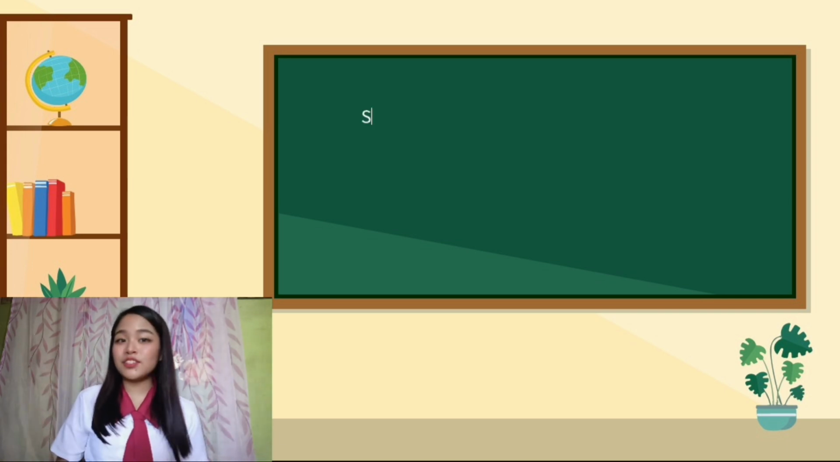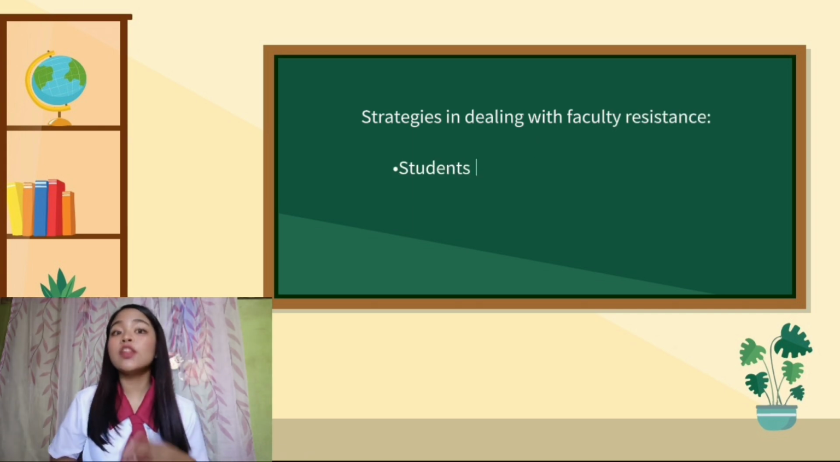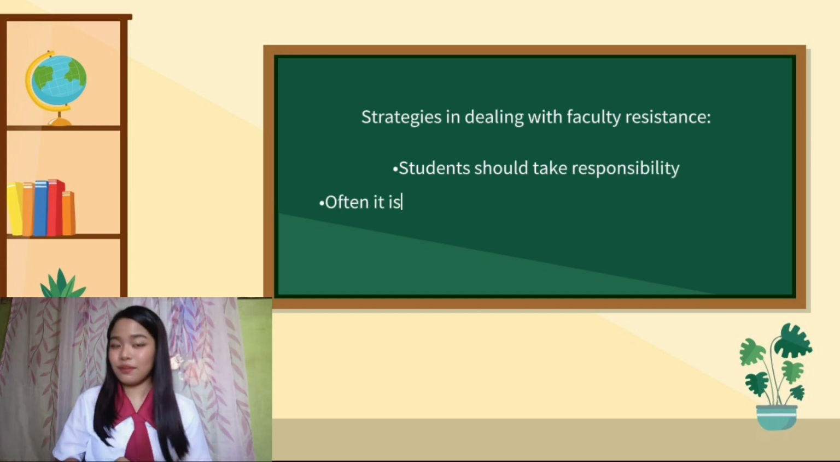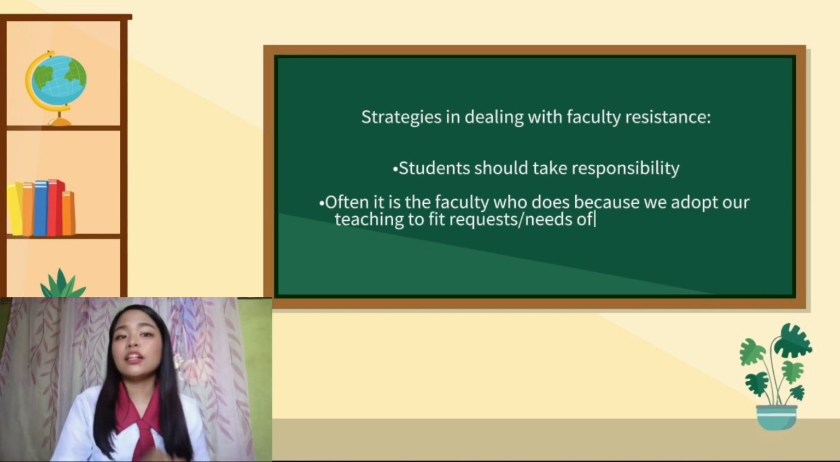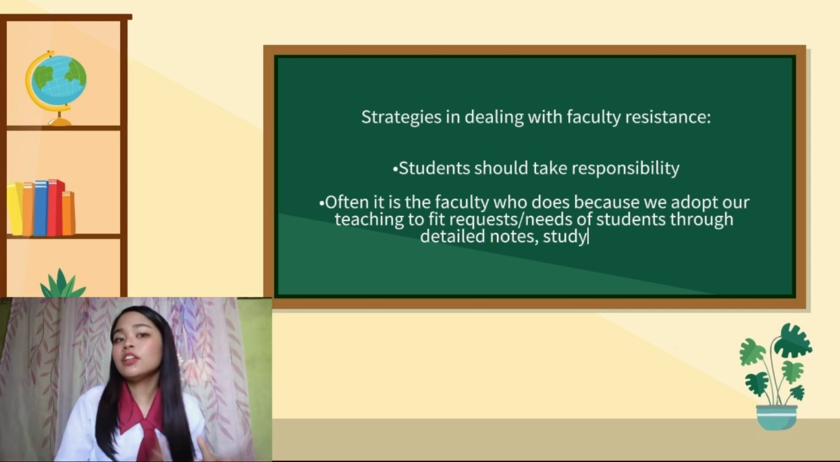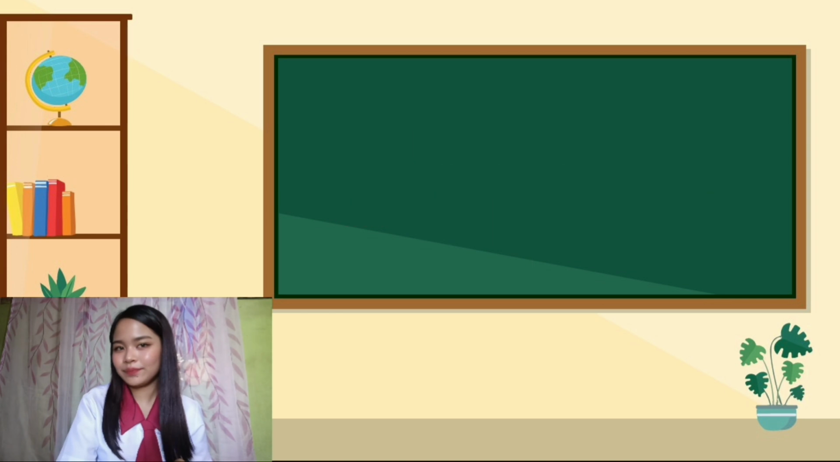So here are strategies in dealing with faculty resistance. Number one, students should take responsibility. So this means students should actively participate in their learning, not just passively receive information. Number two, often it is the faculty who does, because we adapt our teaching to fit requests or needs of the students through detailed notes and study guides. So this means teachers often cater to student requests, providing detailed notes and guides which can hinder student independence.